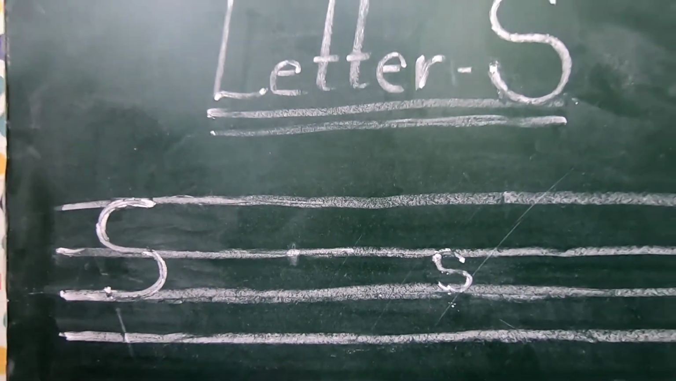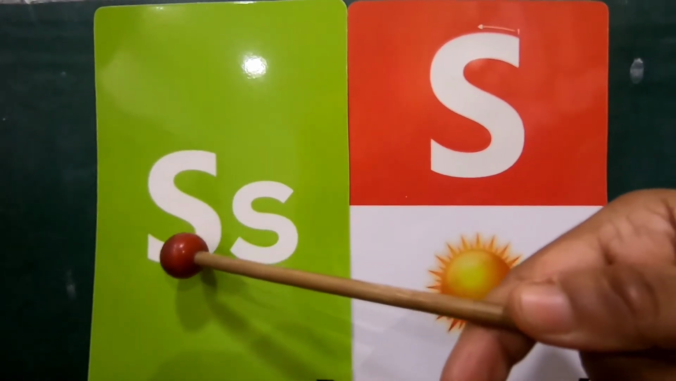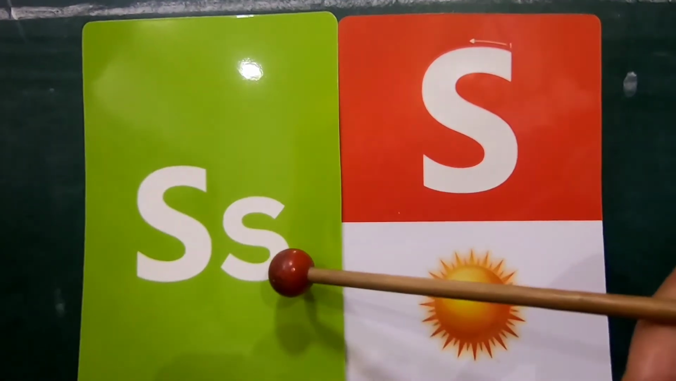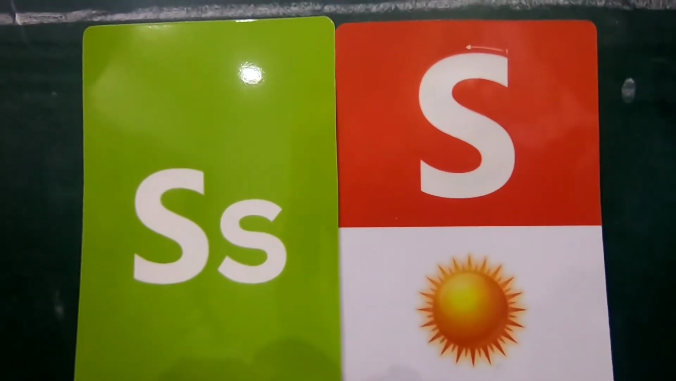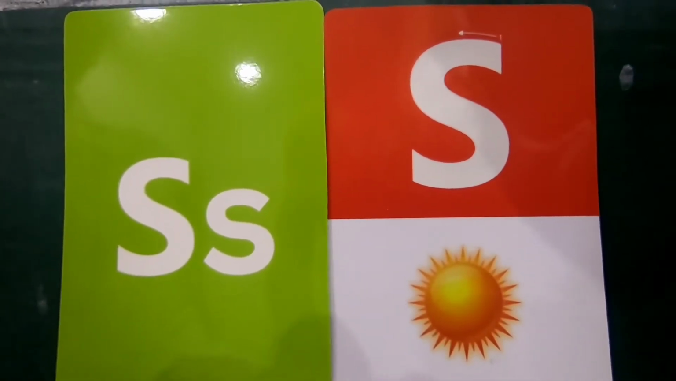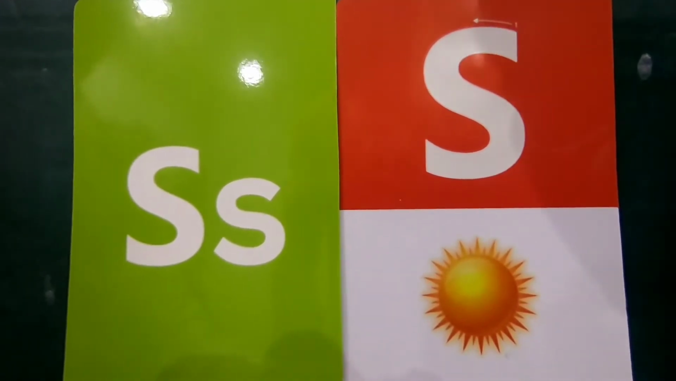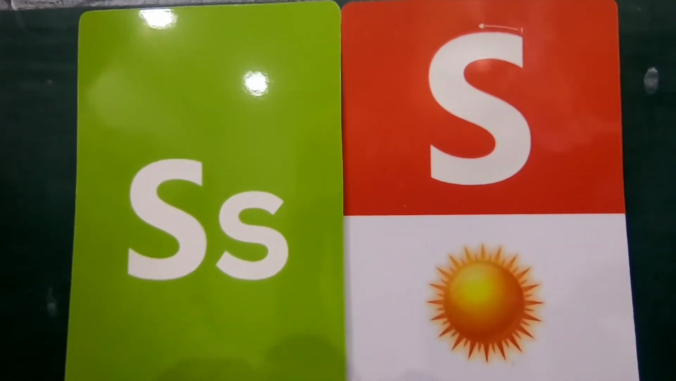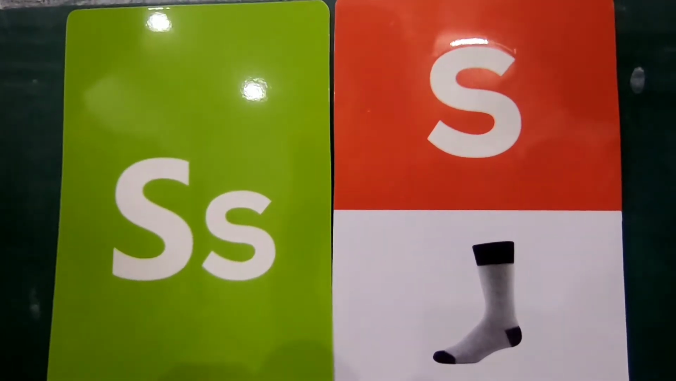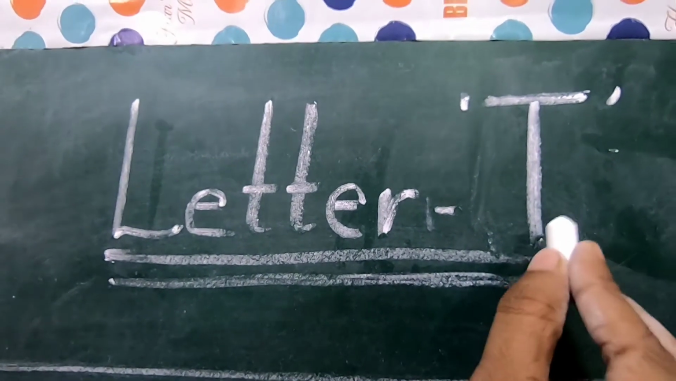Now practice the phonic sound of S. So this is capital S and this is small s. Now moving towards the phonic sound. The sound of S is S. Again repeating. So S for sun, S for sock.